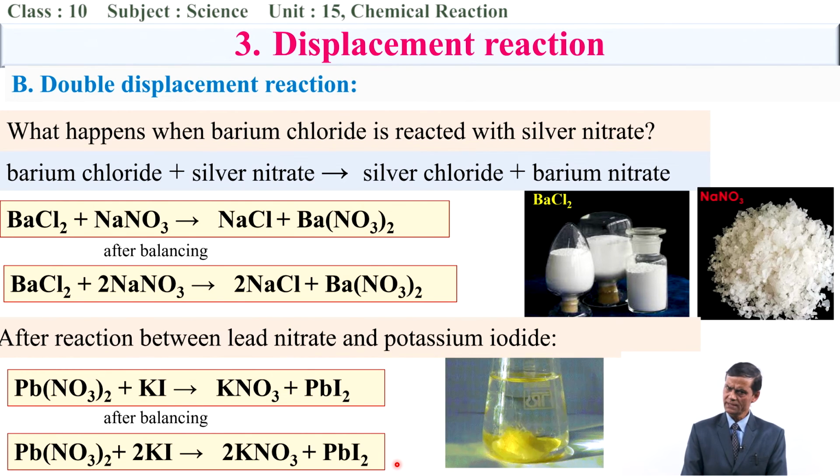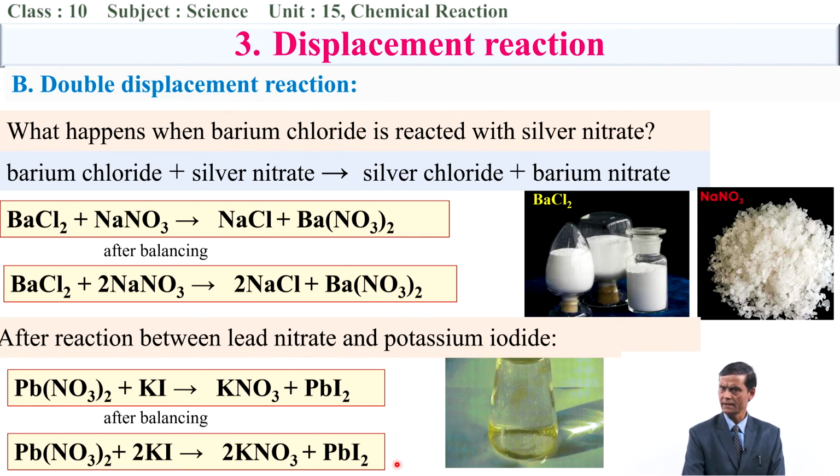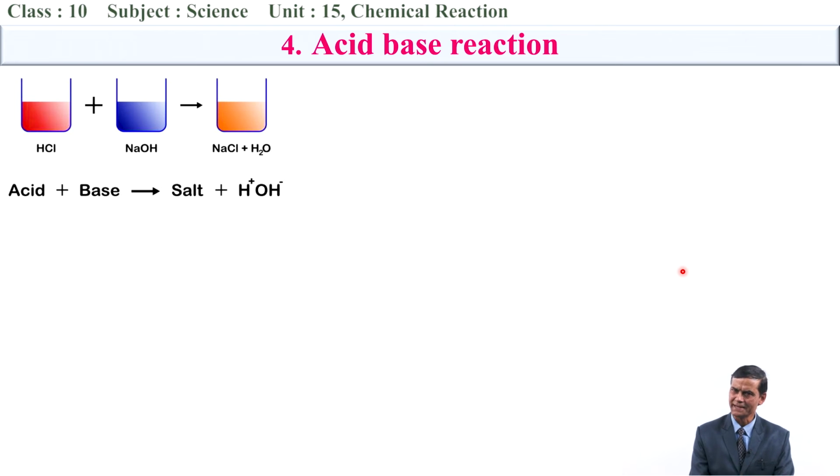Yes, so what type of reaction does this reaction involve? Double displacement reaction. Dear students, let's discuss another type of reaction. What type of reaction is it? Acid-base reaction. An acid-base reaction is also called a neutralization reaction. Look at it, it involves acid plus base. There will be formation of salt plus water, isn't it? The reactants are acid and base, and the products are salt and water.